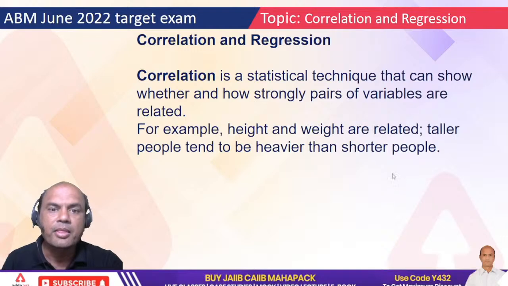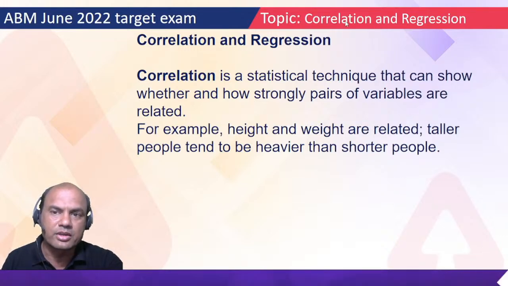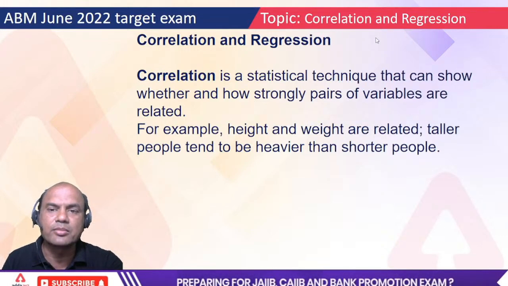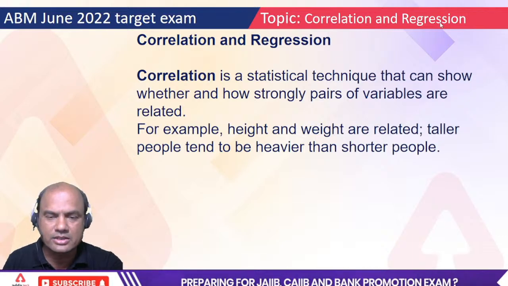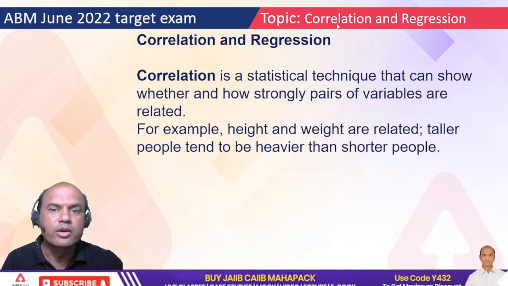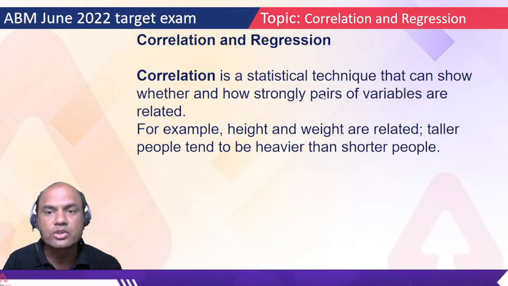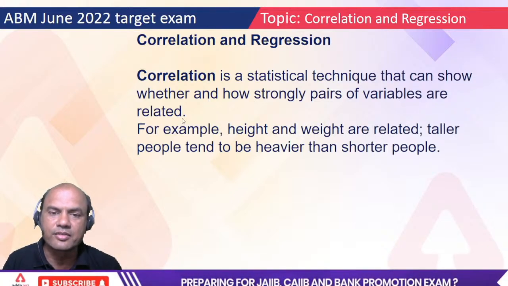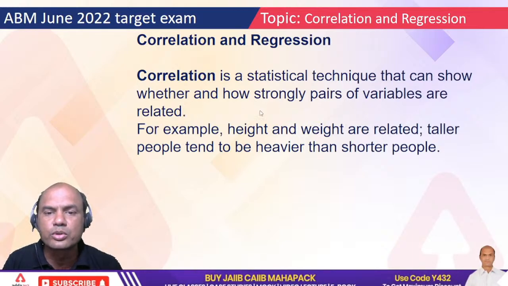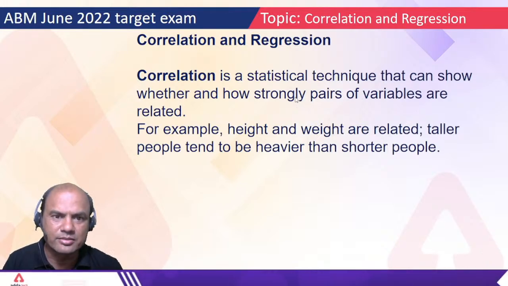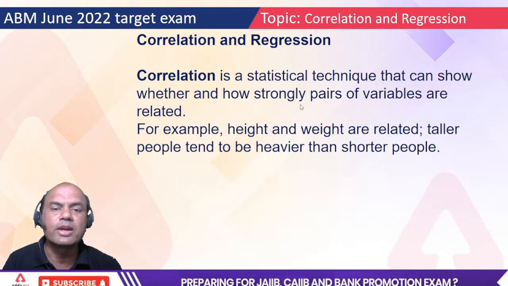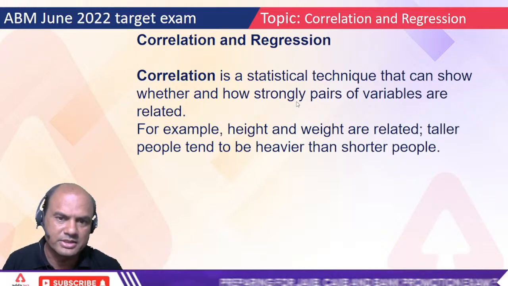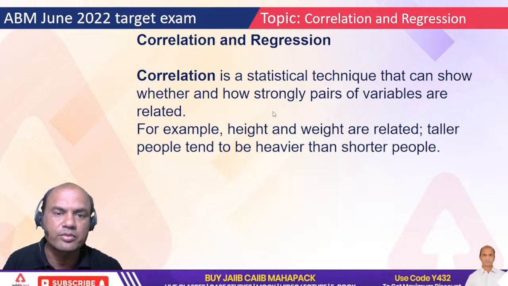Okay, so let's start with the topic correlation and regression. Firstly, tell me what is correlation and what is regression. Correlation is a statistical technique that can show whether and how strongly pairs of variables are related. Always remember, correlation is between two things only. It can be with many elements, but one at a time we compare only 2 elements, because the graph is plotted for correlation.